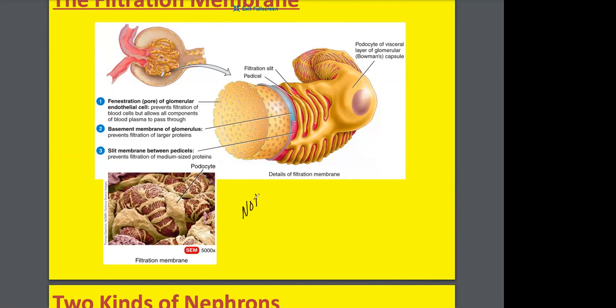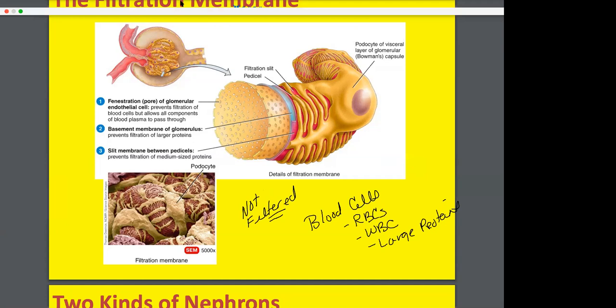So, not filtered. Just like your video said, blood cells are not filtered. Red blood cells, white blood cells. We also have some water that stays behind, and we also see that large proteins are not filtered. So there are a few substances that are not filtered out in this way.